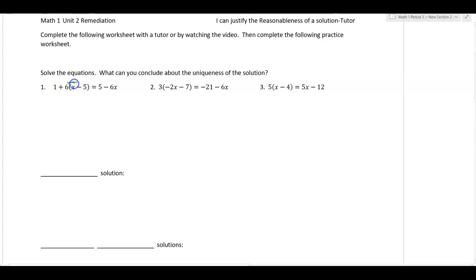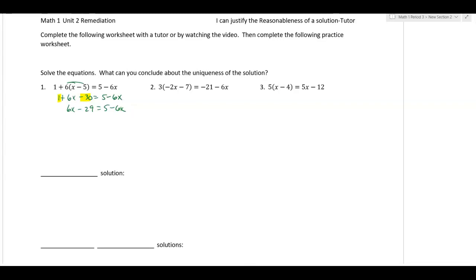I know I have to distribute the 6. So 1 plus 6 times x is 6x. 6 times negative 5 is negative 30. The right side, nothing to do, but on the left side I still have to combine like terms, correct? So that gives me 6x, 1 minus 30 is negative 29, equals 5 minus 6x.